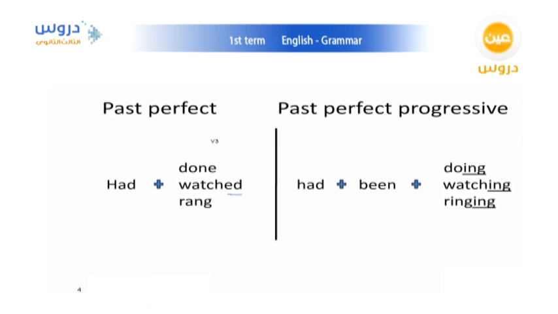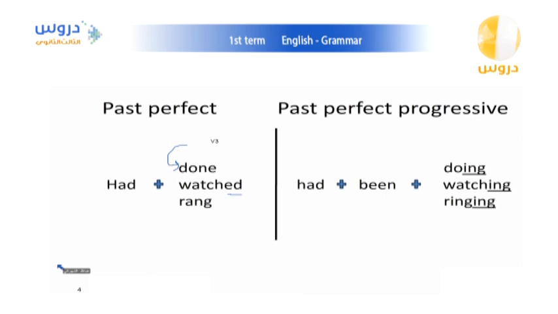Now let's draw a line to show you these are the verbs 3. Done, watched, and drank. So this is the form of the past perfect now: had plus verb 3. But what is a past perfect?